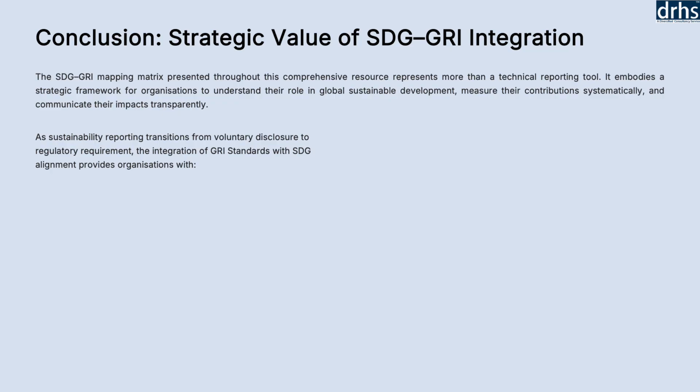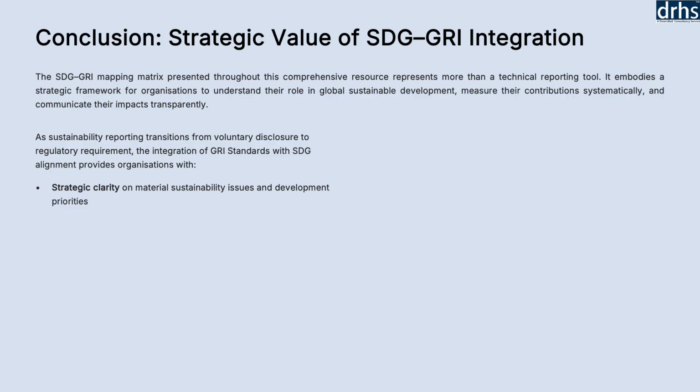Strategically, SDG, GRI integration helps organizations align sustainability priorities with business strategy and value creation. By identifying material SDGs through the GRI materiality process, companies can focus resources on issues that matter most, both in terms of real-world impact and financial relevance. This alignment supports long-term resilience by integrating sustainability considerations into governance, risk management, innovation, and capital allocation.